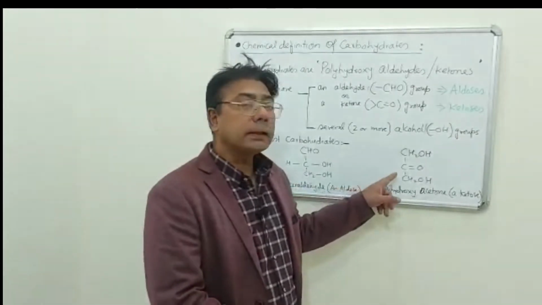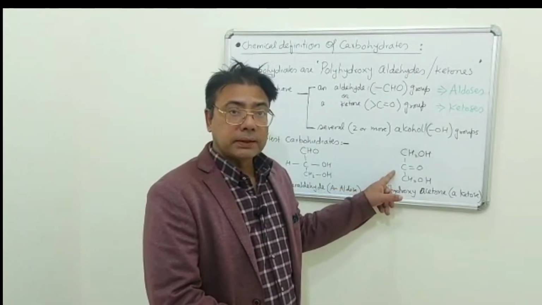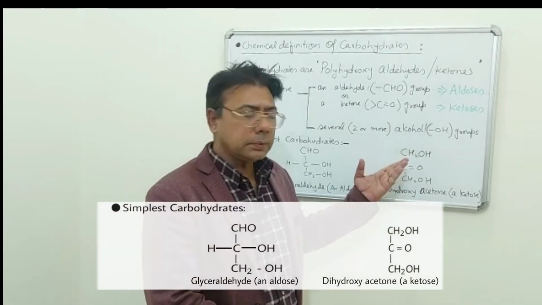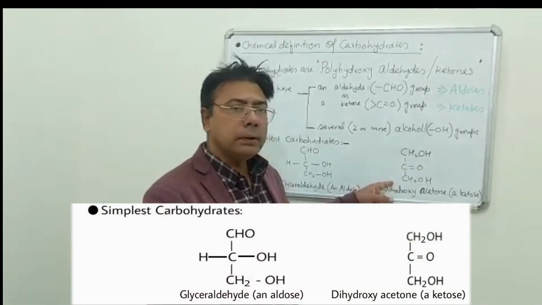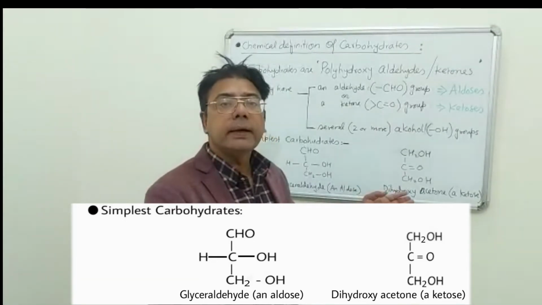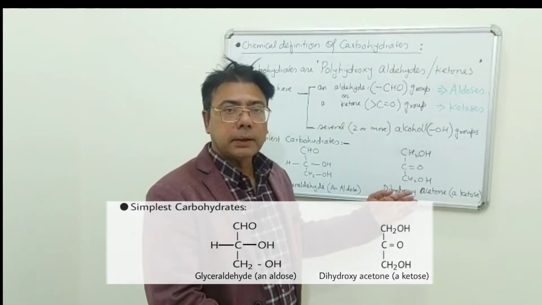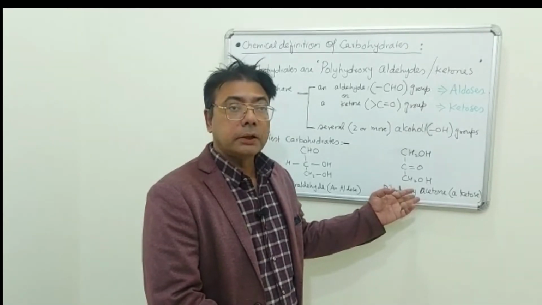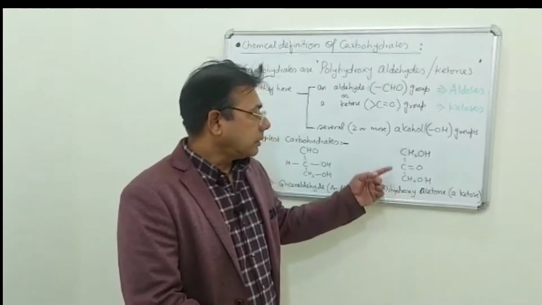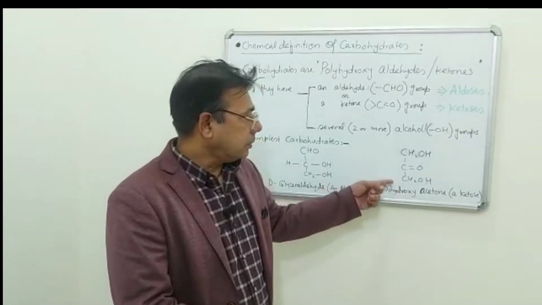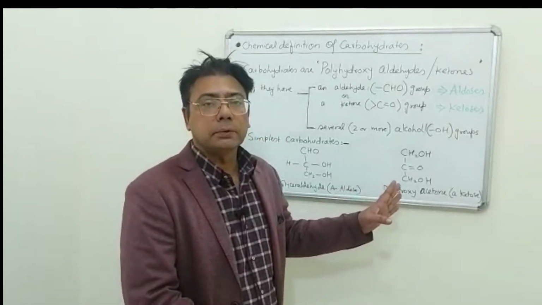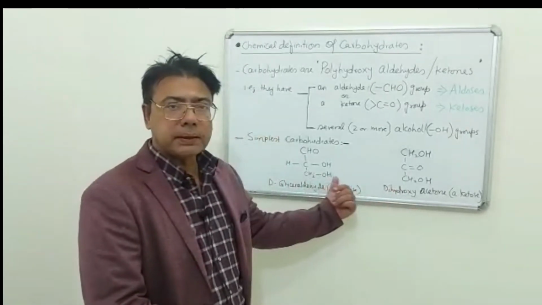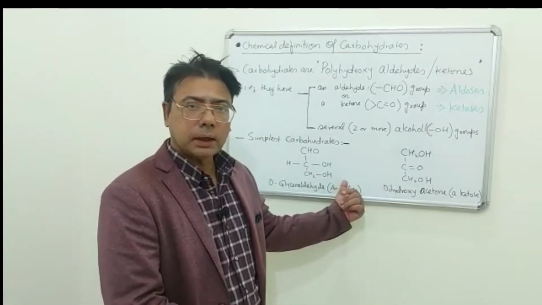Now, if we take a ketone group in place of aldehyde group along with at least two OH groups, then what we get is this compound, which as you can see is dihydroxyacetone, that you might have read about in the chapter on ketones. So, as you can see, this compound is the simplest ketone that we can have. So, these two are the simplest examples of carbohydrates.